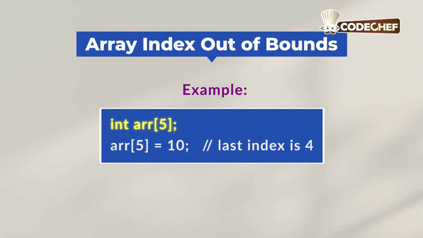Then in the next line we write arr[5] = 10;. This statement means that the array element at index number 5 should be assigned value 10. But technically there is no element at index number 5, because the index starts from 0 and goes up to 4. So this is an array index out of bounds error.